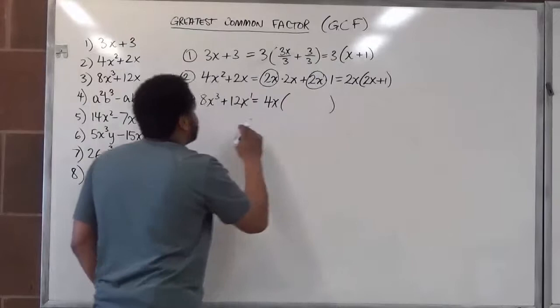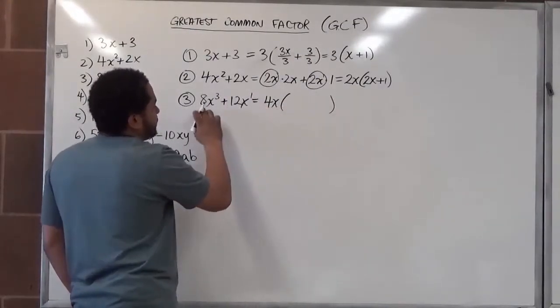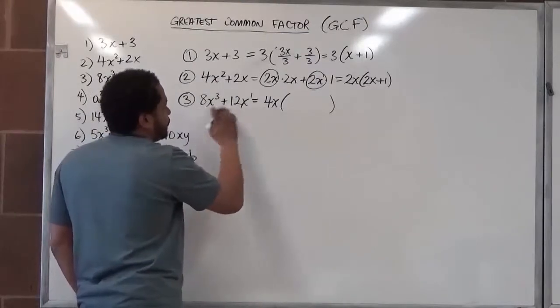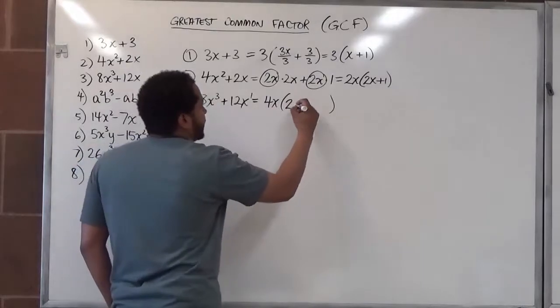whatever is necessary to create the 8x cubed. We're multiplying with 4x. And we see here, if we take 8 and divide it by 4, we get a 2. And if we take x cubed and divide it by x, we get x squared.